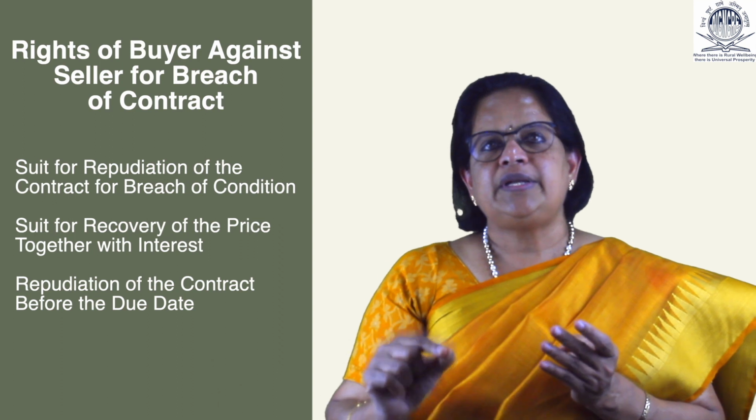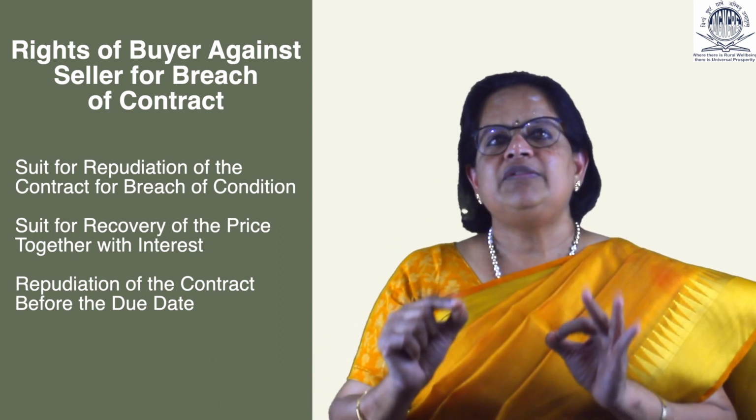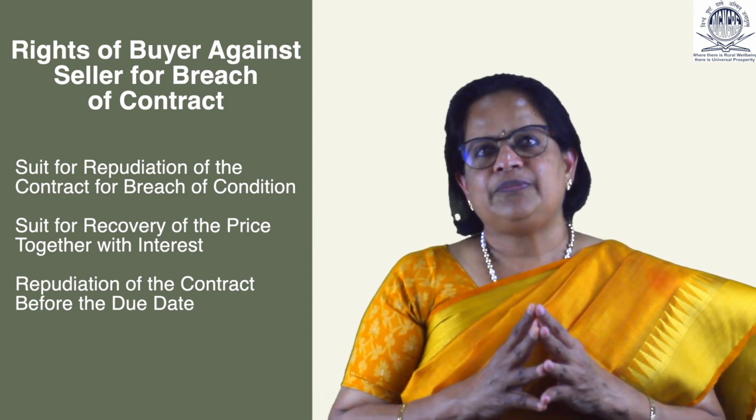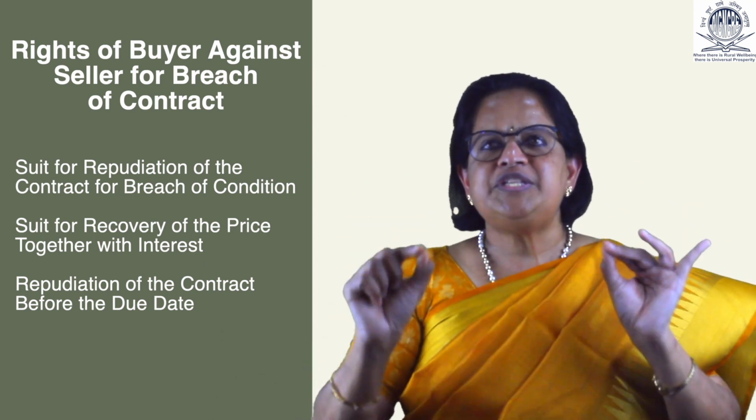The second right of the buyer is to treat the contract as rejected, rescind it, and then sue for damages for the breach of contract. This doctrine is known as the doctrine of anticipatory breach of contract.